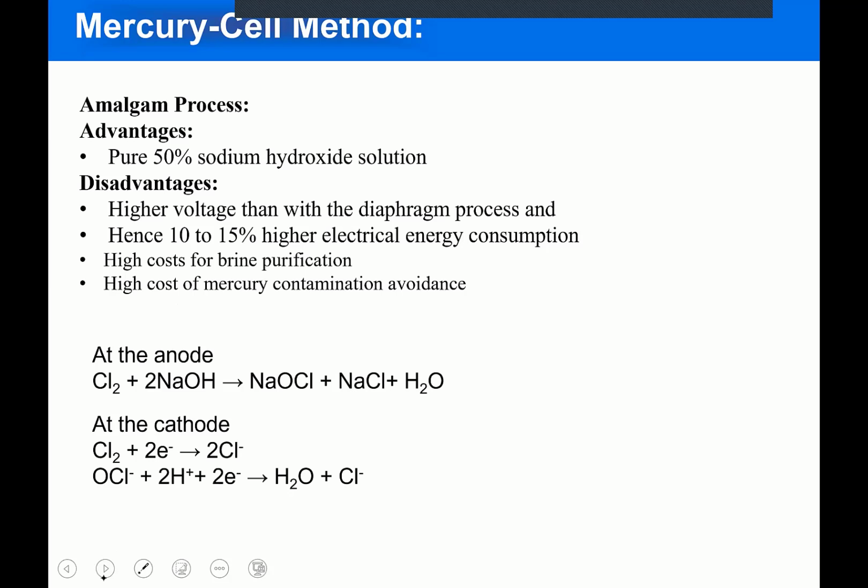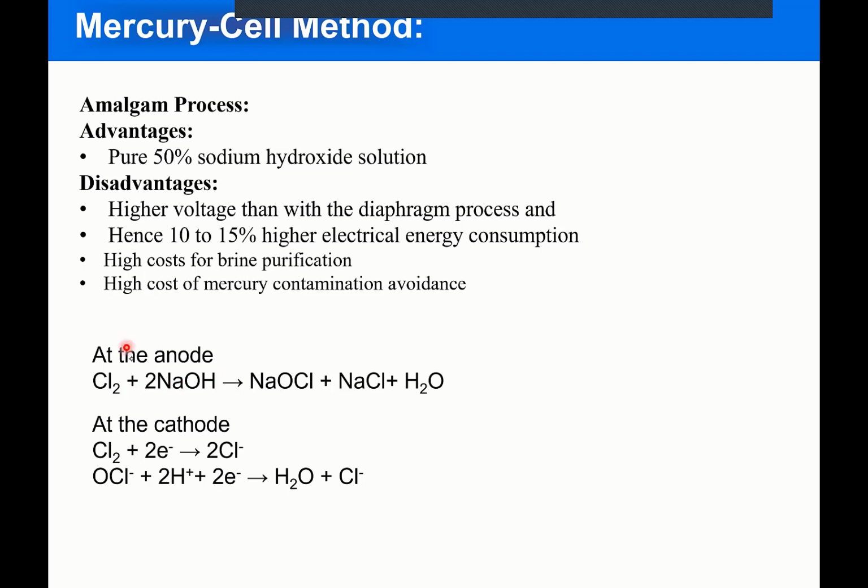However, it has a lot of disadvantages because it requires much higher overvoltage to be able to reduce sodium ions, which means much higher energy consumption. Also, it requires a lot of steps for purification, which adds to the costs of the process. And there are also high costs for mercury contamination avoidance steps because of the environmental issues with using mercury. And it also adds some impurities because of the side reactions.